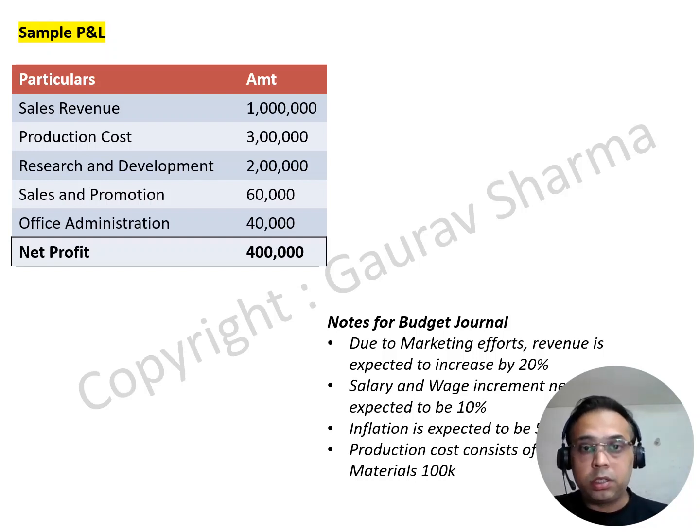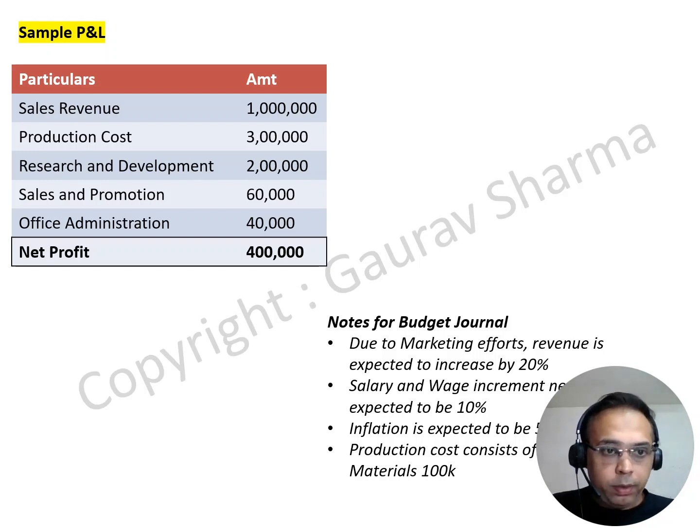Inflation is expected to be around 5%, and this production cost, okay, this production cost of 300k that you are seeing, it has its own breakup. So this production cost consists of labor of 200,000 and material cost of 100,000. Okay, so this is my sample P&L for this year. I'm going to use these notes that I have noted down in the budget journal in preparing the budget for next year.